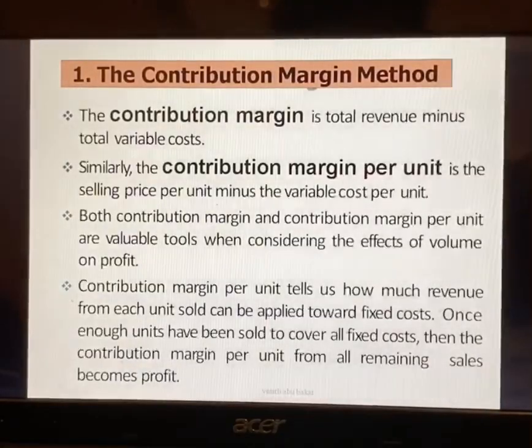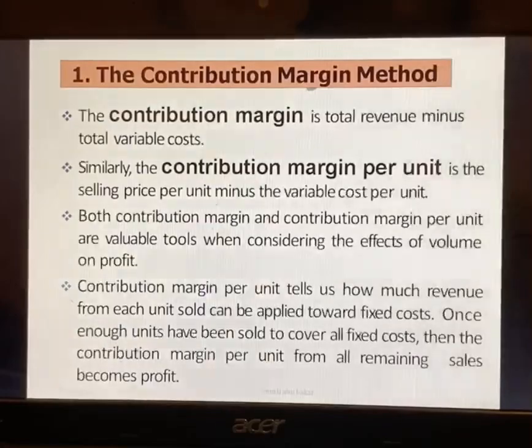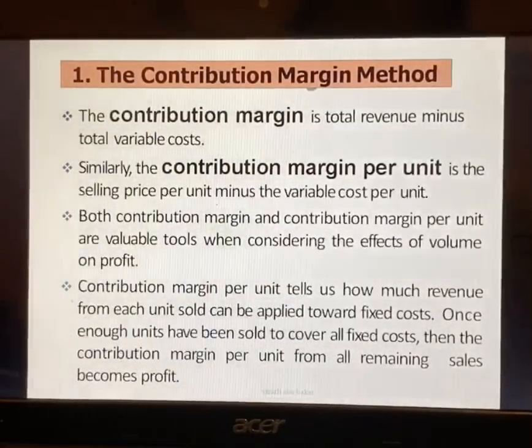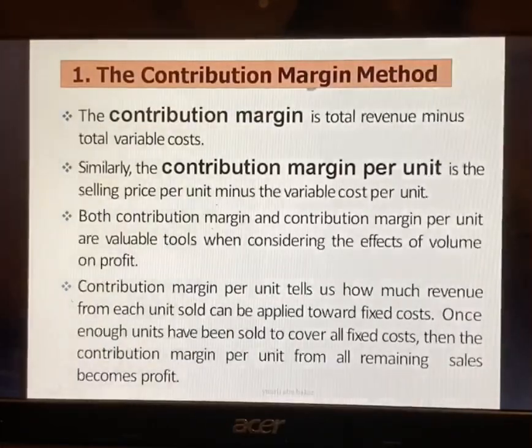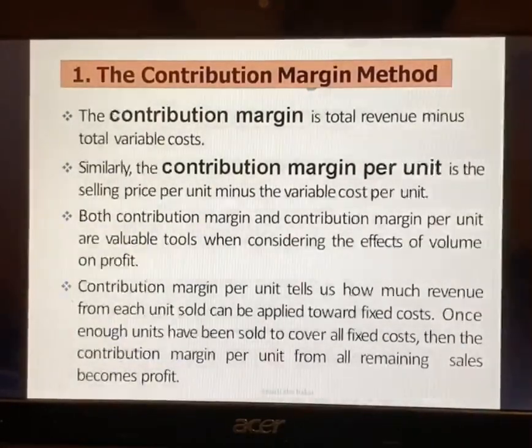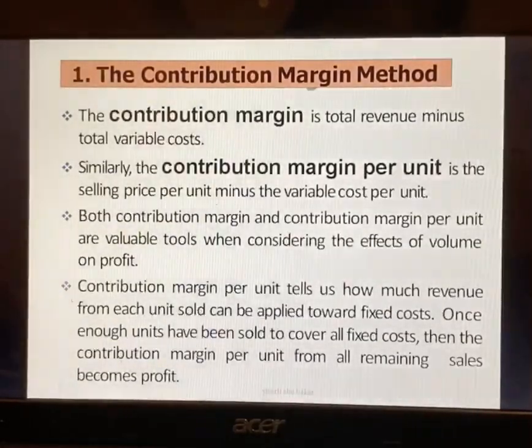The first method is the contribution margin method. The contribution margin is total revenue minus the total variable cost. Similarly, the contribution margin per unit is the selling price per unit minus the variable cost per unit. Both contribution margin and contribution margin per unit are valuable tools when considering the effect of volume on profit.